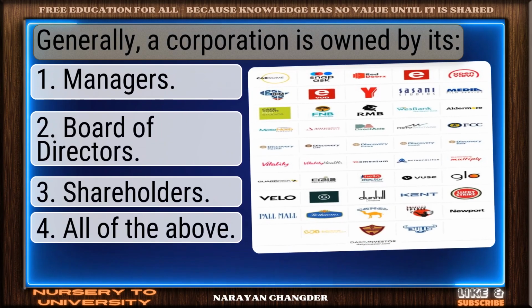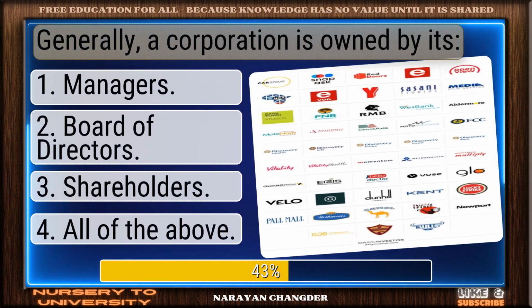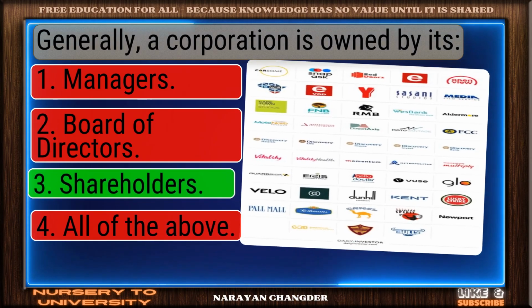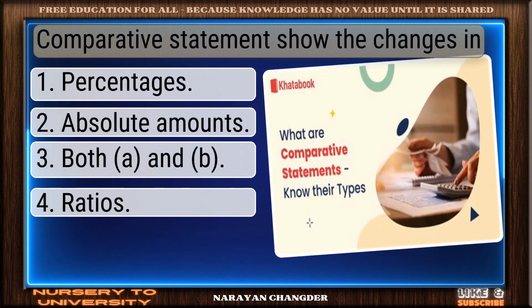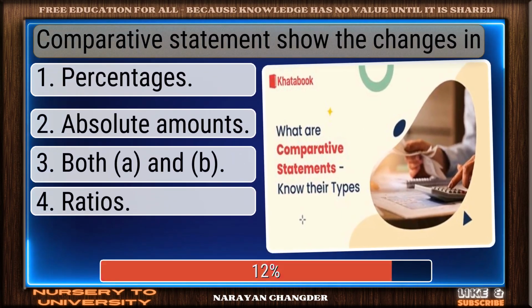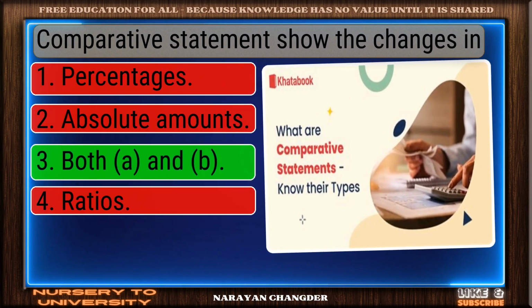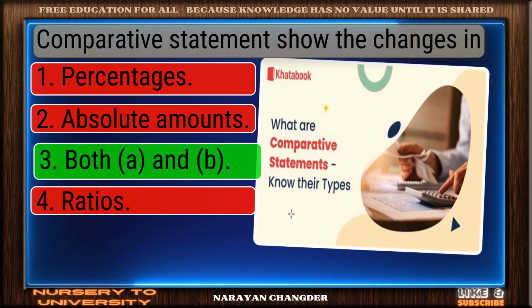Generally, a corporation is owned by its. Correct. Shareholders is the right answer. Comparative statements show the changes in. You got it. Your choice both is right.